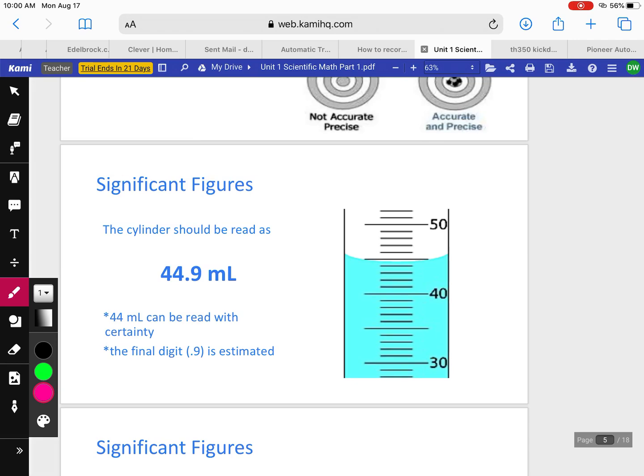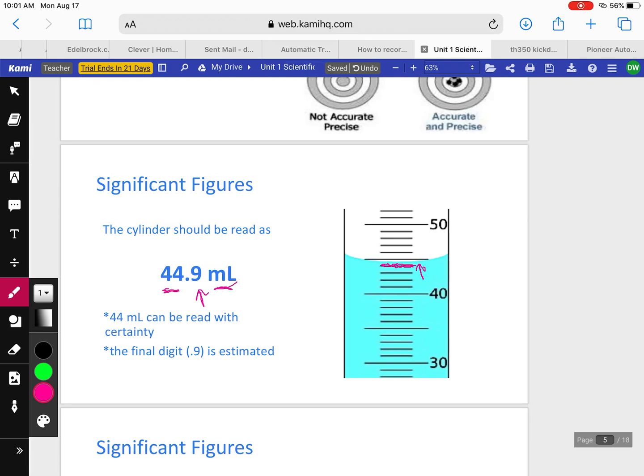When you're reading something like this, you can obviously tell here that it goes up to 44 milliliters right here, right? But we can also see that it goes up pretty far past that. It's really close to 45. So basically we can read 44. That's known. But we can also estimate one digit and still be considered precise. So 0.9 is the estimate. So we would record this as 44.9 milliliters. And don't forget to include your units.